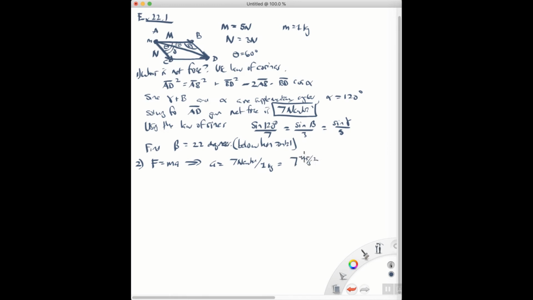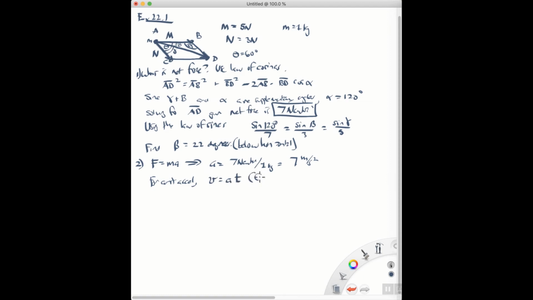So that is the acceleration that it feels. Notice that because each of these forces, M and N, is constant, the net force acting on it is constant. And if the net force acting on it is constant and its mass is constant, the acceleration is constant. So for constant acceleration, we know that the speed it has is equal to acceleration times time.